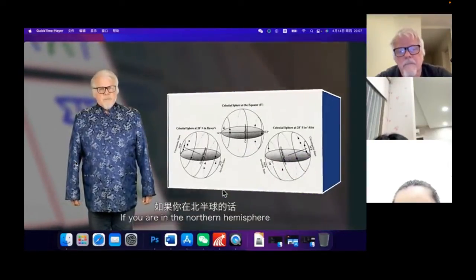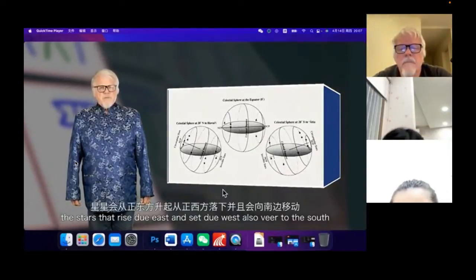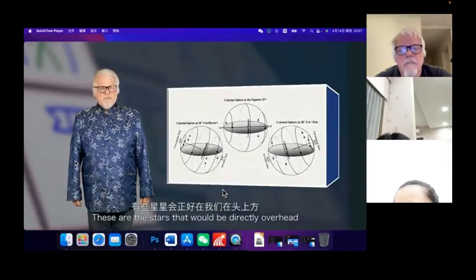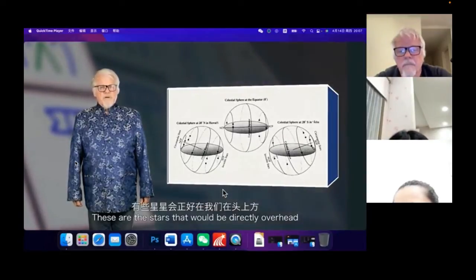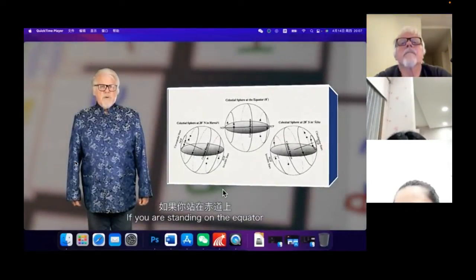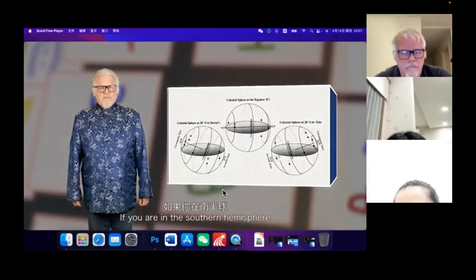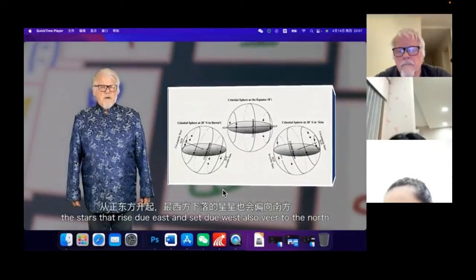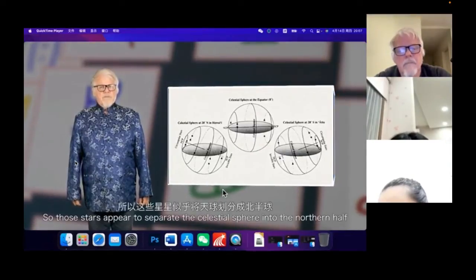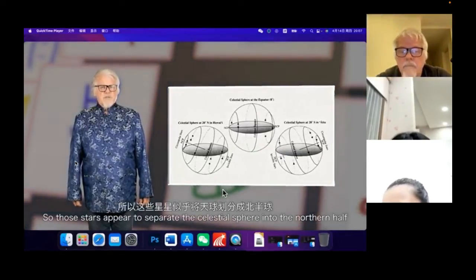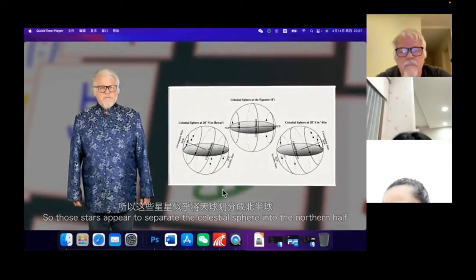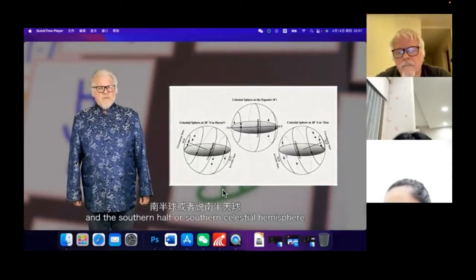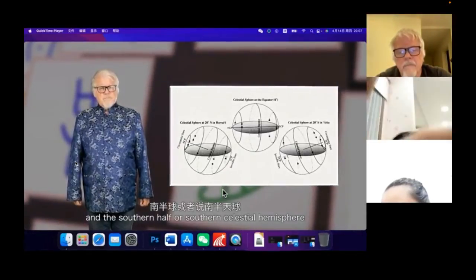If you are in the northern hemisphere, the stars that rise due east and set due west also veer to the south. These are the stars that would be directly overhead if you were standing on the equator. If you are in the southern hemisphere, the stars that rise due east and set due west also veer to the north. Those stars appear to separate the celestial sphere into the northern half, or the northern celestial hemisphere, and the southern half, or the southern celestial hemisphere.